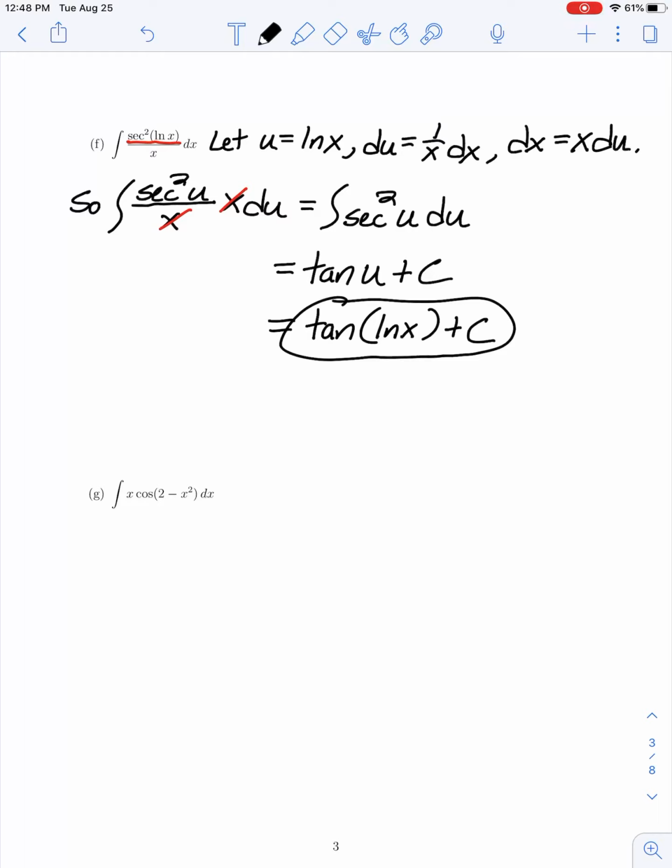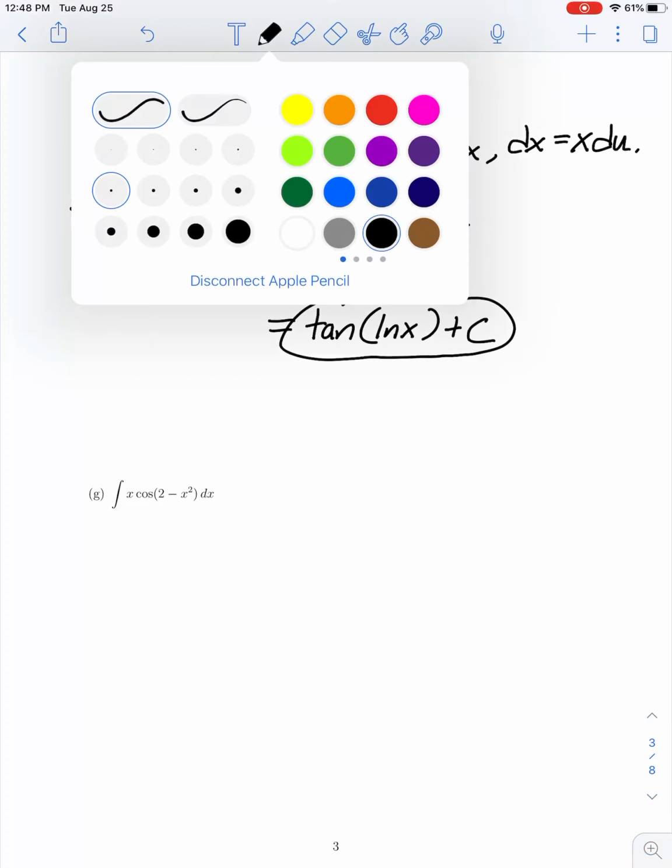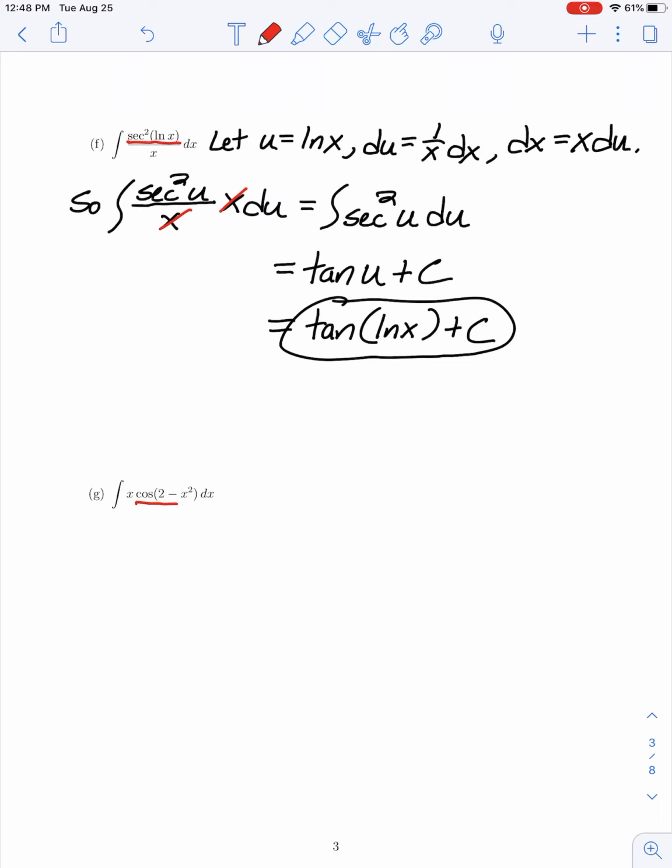So let's look at another example. In part G, we have x times cosine of 2 minus x squared. And again, as soon as I see this composite function in my integrand, I'm immediately thinking of using a substitution. So my first step in a substitution is to make a choice of u. And here I'm going to choose u to be the inner function in my composition, in this case 2 minus x squared. And then we calculate the differential of u, which would be negative 2x dx.